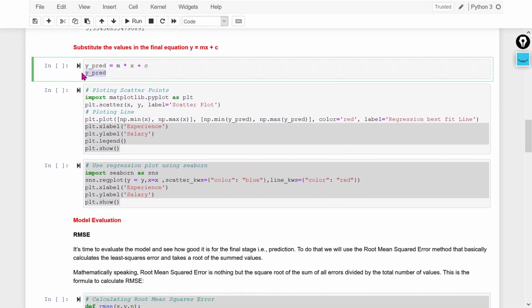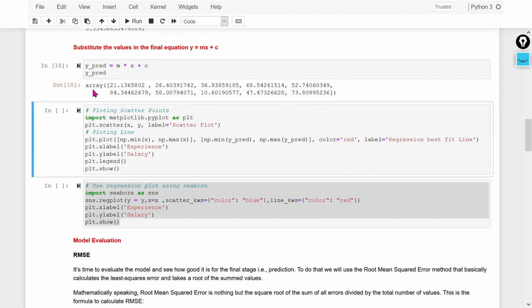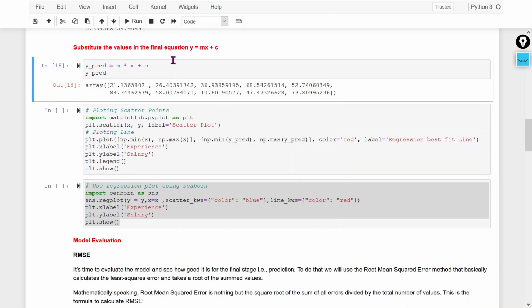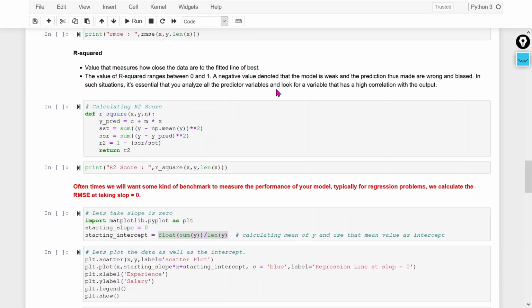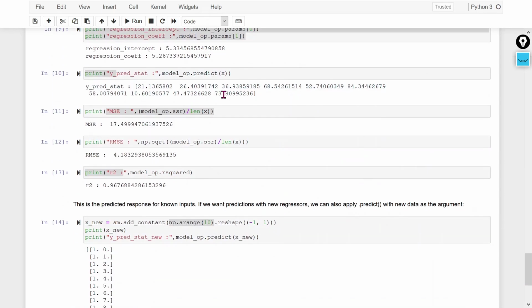Now I am going to use the y_pred. M and c I know, so here I will enter different x values, then we can calculate the y_pred. For that, how can we do that? If you see, these values I can calculate because these are arrays. So we will get these particular predicted outputs: 21, 26, 36. I am getting the same predicted output.